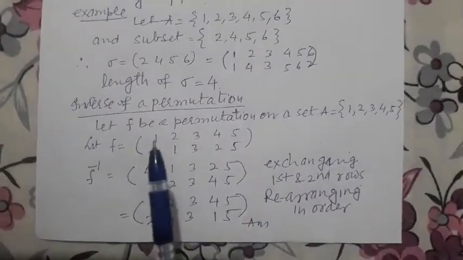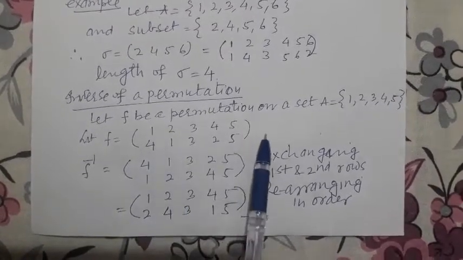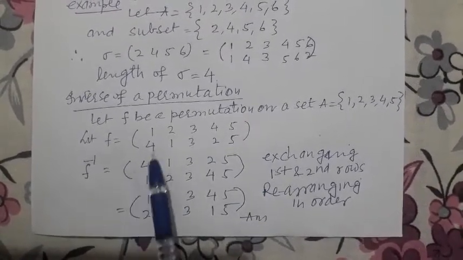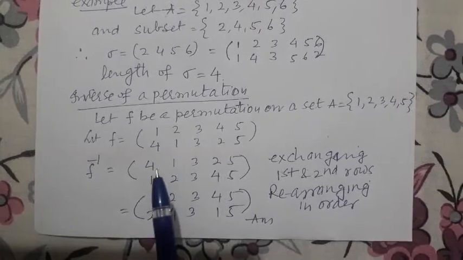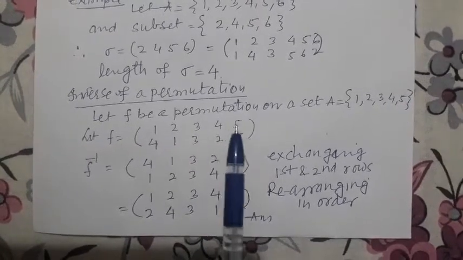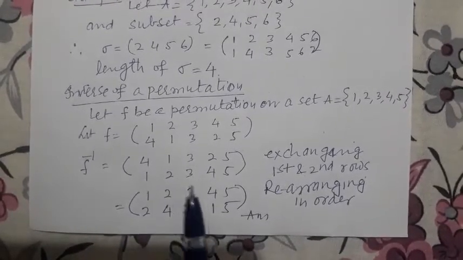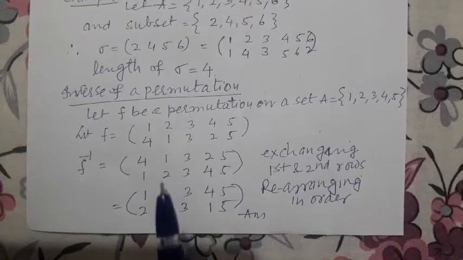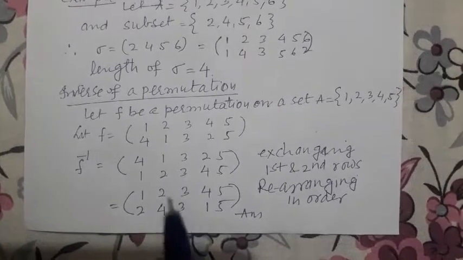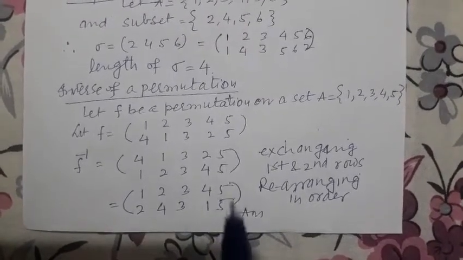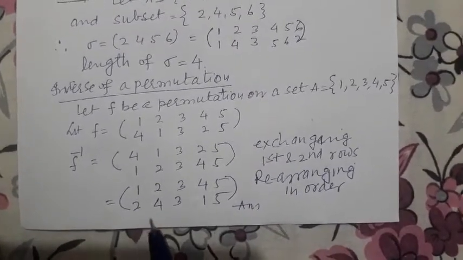How can you find the inverse of a permutation? Let f be a permutation, then for f inverse, you interchange the rows, so this will be above and this will be below. Then arrange in ascending order: image of 1 is 2, image of 2 is 4, image of 3 is 3, image of 4 is 1, image of 5 is 5. So this is the exact method by which we can find the inverse of a permutation. Thank you.